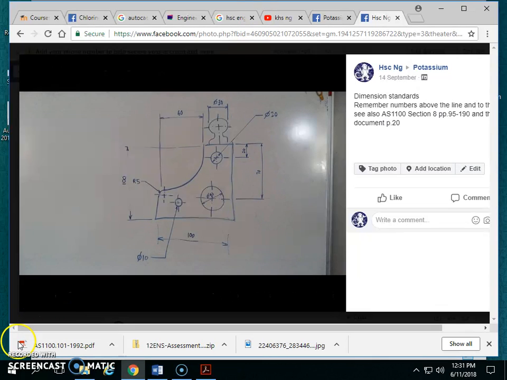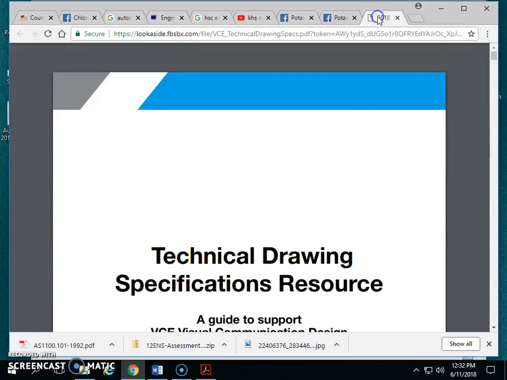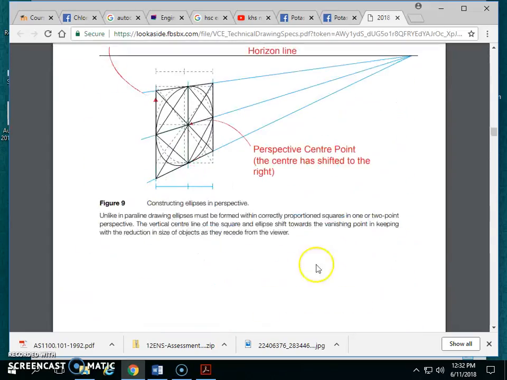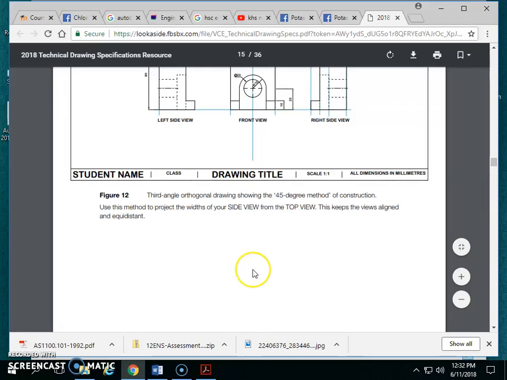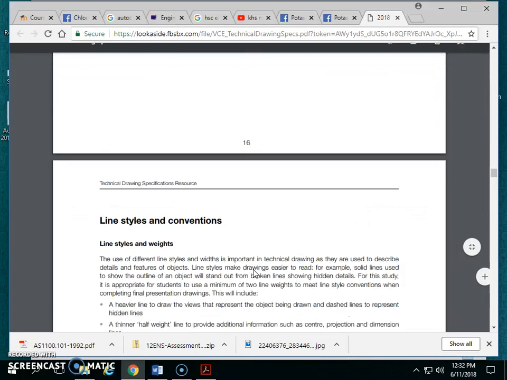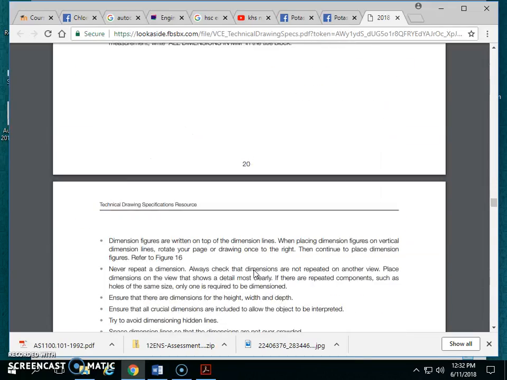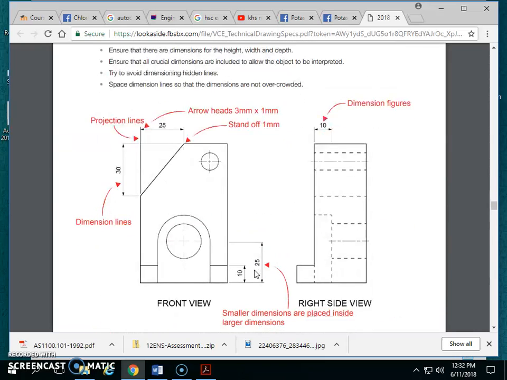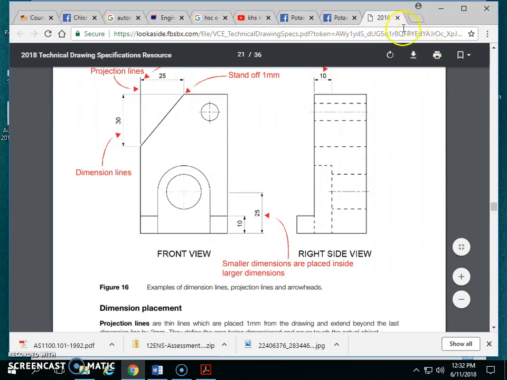Okay, so I'm going to pause for a second. So here in Files, I have the AS1100 and the VCE document. And when we go to the VCE document, I think they said it was on page 20, I have the standards for dimensioning. Are we at page 20? No, not yet. Page 20? Maybe it started at page 20. Here we go. So there's the dimensioning requirements. There's quite a few things here. It's a good document and definitely something you can use.